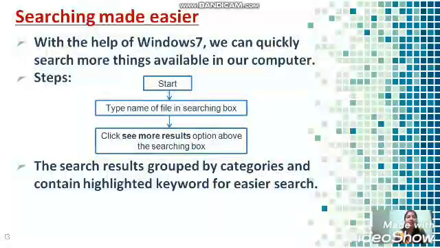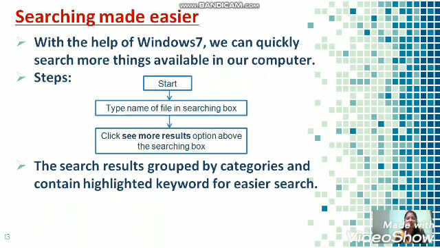Now the next topic is searching made easier. Searching made easier means whenever you are searching for anything, it will quickly give you the output. If you write that you want to find Excel, then write Excel there. Then you will get all the files related to Excel, and you will get the list of those Excel files. So this is known as searching made easier, because you get everything easily by searching one keyword.